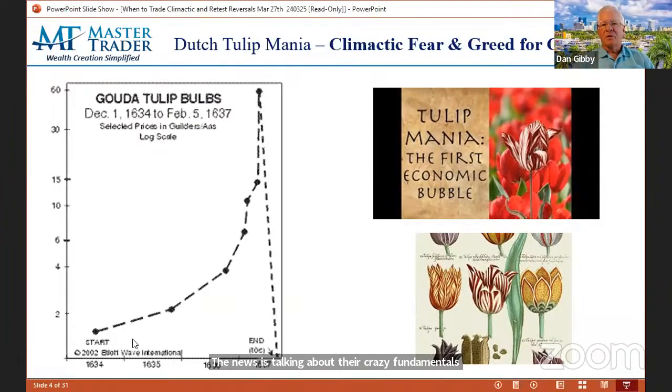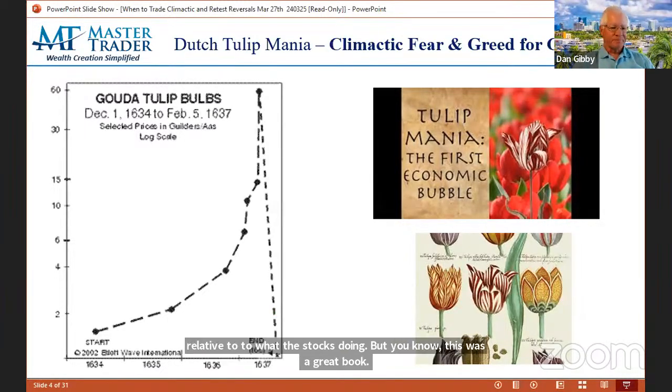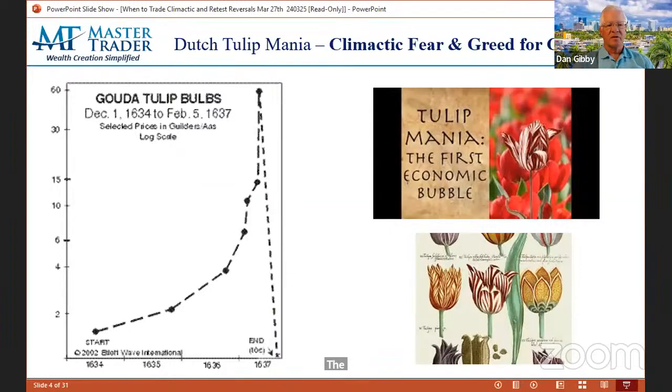But this was a great book, Tulip Mania, back in Europe in the 1600s, people just paying insane prices for tulip bulbs. And the same thing happens in the stock market over and over again. You can have one stock just on its own, crazy mania like this. You could have an entire sector, which often happens when you have a new sector, like the internet days. Look how many bubbles were created back then with no fundamentals to back those valuations up.